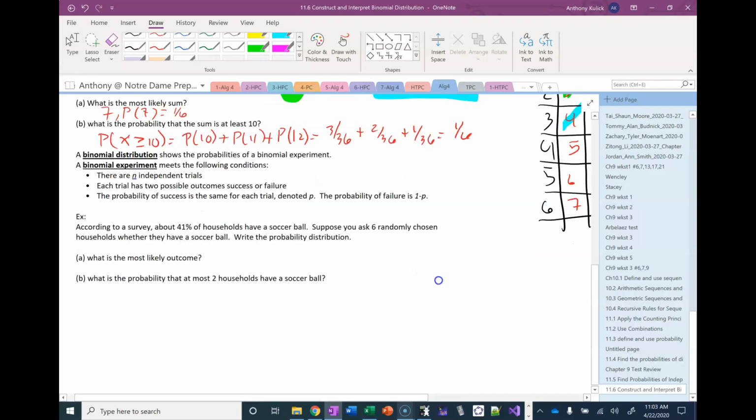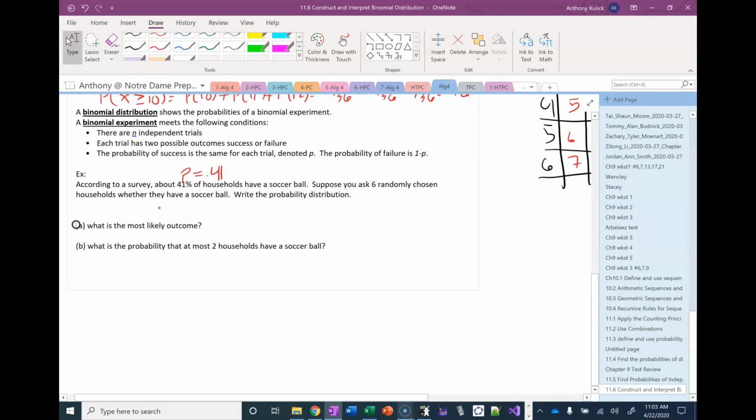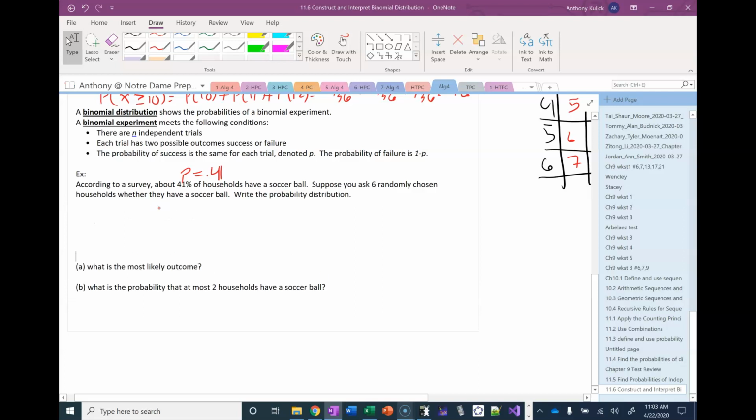So let's look at an example. It says, according to a survey, about 41% of households have a soccer ball. So that's going to be my P. Suppose you ask 6 randomly chosen households. This is my N. That's the number of trials, whether they have a soccer ball. What is the probability distribution? So my X is my number of yeses in my survey.